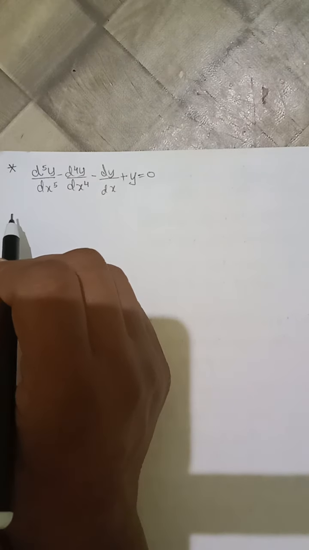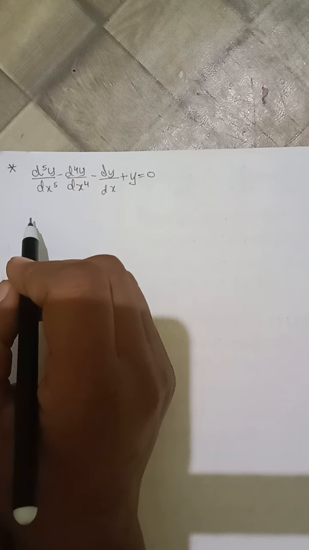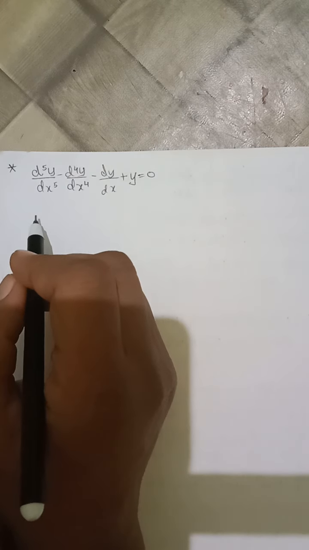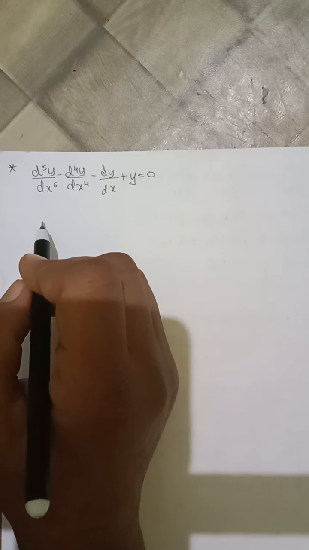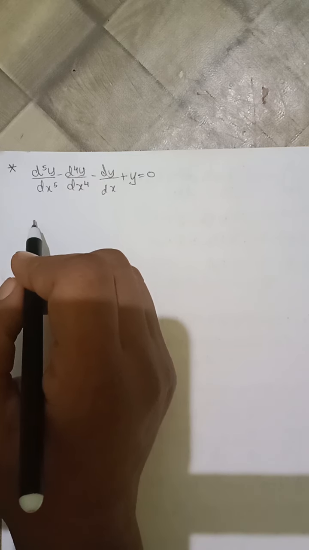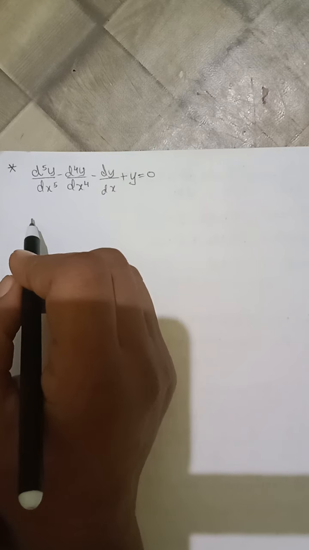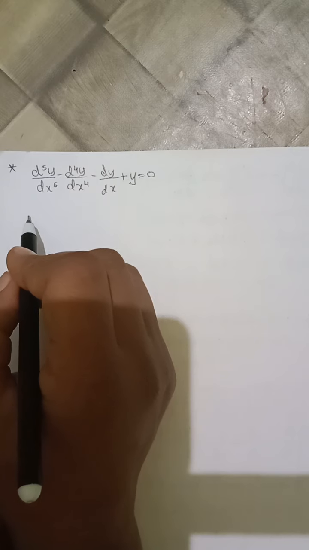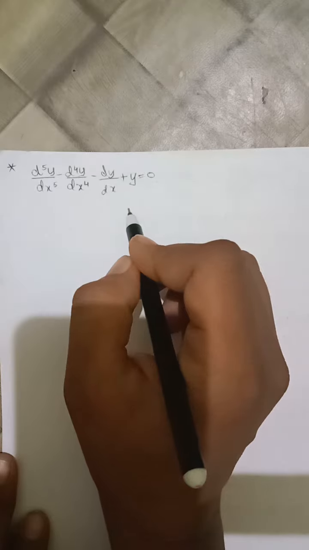Hello students, let us solve this example of order 5. Since it is of order 5, we cannot use a calculator. We have to simplify it, either using synthetic division or just simplifying manually. And since it's a homogeneous equation, the solution is given by the complementary function.